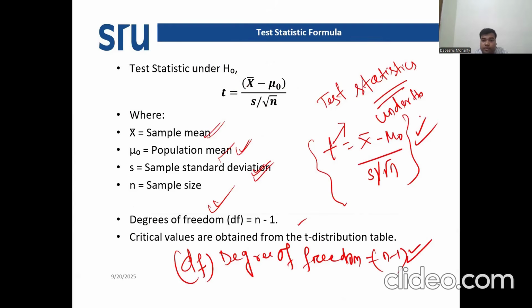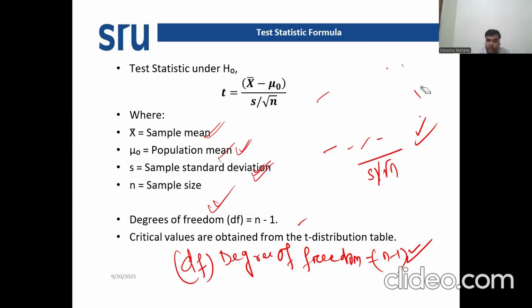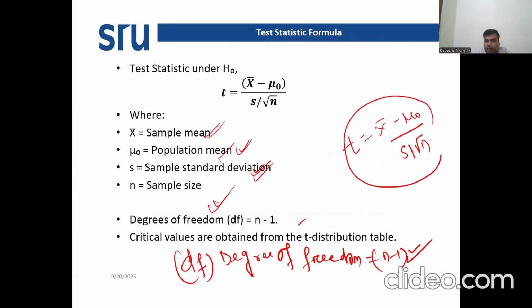This is very important, students, because by this way we can test the statistics. If we forget this formula, then we cannot solve the t-test for single mean. So this formula is very important. Again, I am repeating, t equals x bar minus mu naught divided by s divided by square root of n. This is very important for your examination.